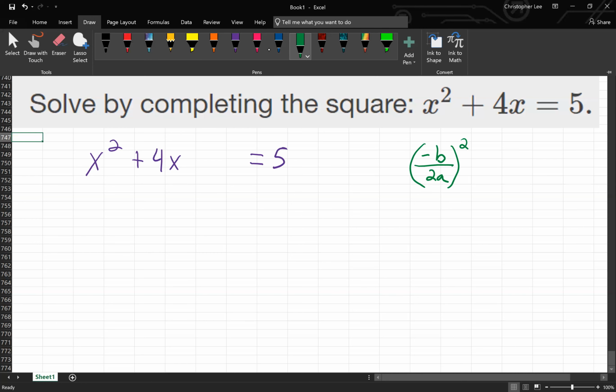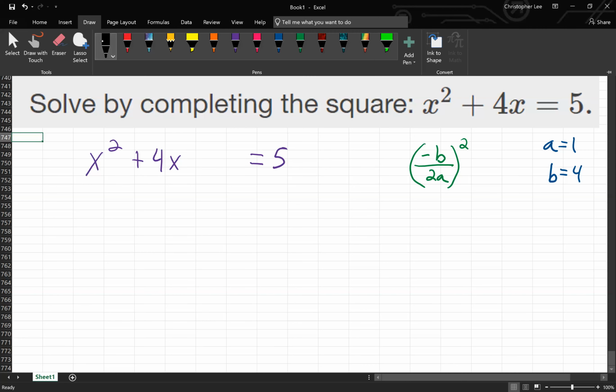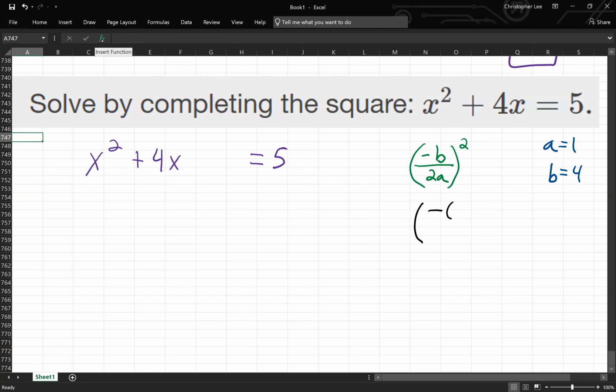And then in this question right here, help me out. My a is what? And my b is what? Exactly. So we're just going to plug those in. So I have negative 4 over 2 times 1, squared. And then this becomes negative 4 over 2 squared, which is what?